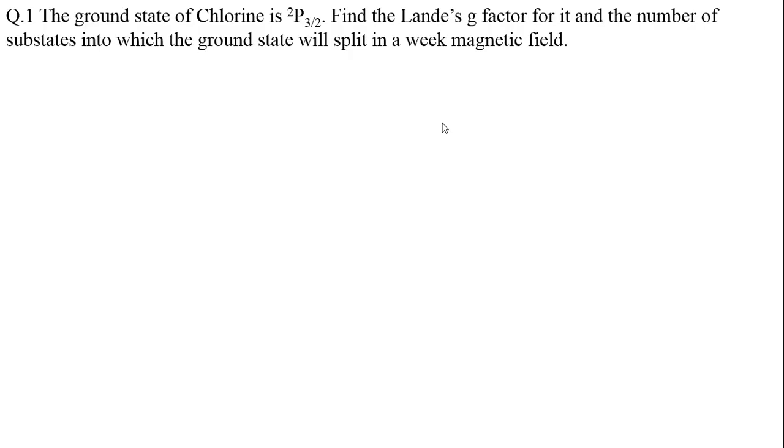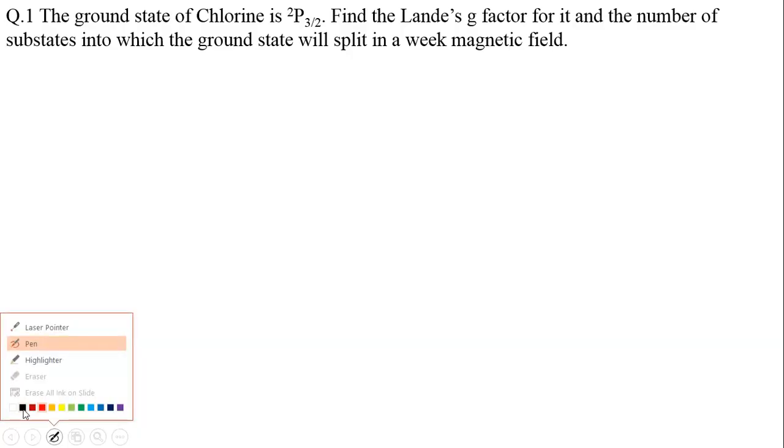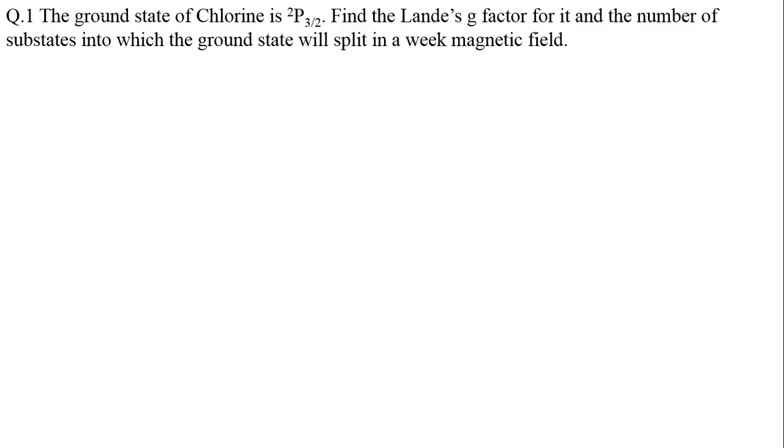So the question is, the ground state of chlorine is 2p3/2. Then find the Landé g factor for it and the number of substates into which the ground state will split in a weak magnetic field. So in this question, it is given that the ground state of chlorine is 2p3/2.